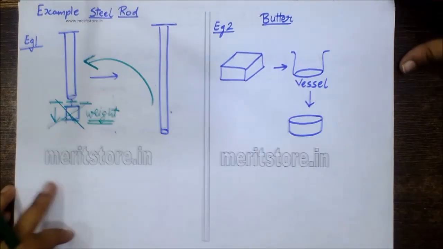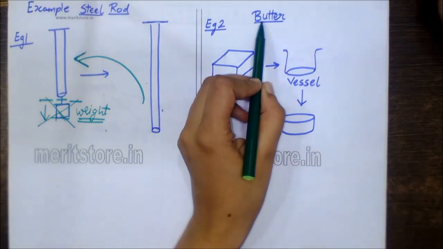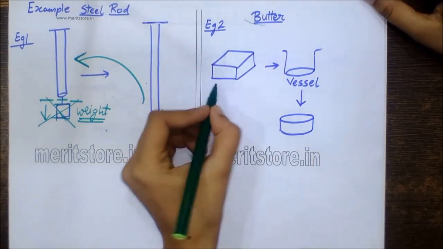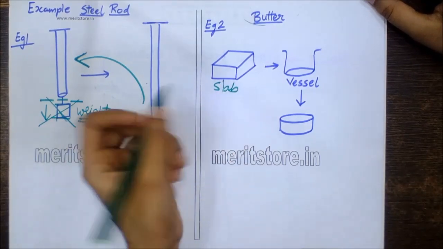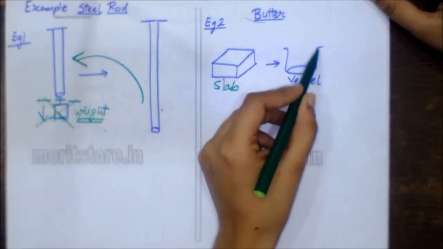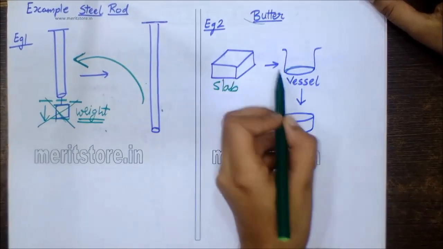Okay, now let us take an example. This is butter. Butter will not show elasticity. Why? Because this is my slab of butter. I will melt this butter and put it in a vessel which is cylindrical in shape. You can see from its base it is circular.